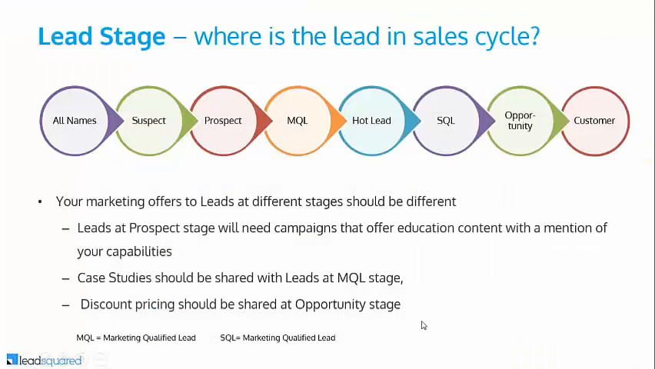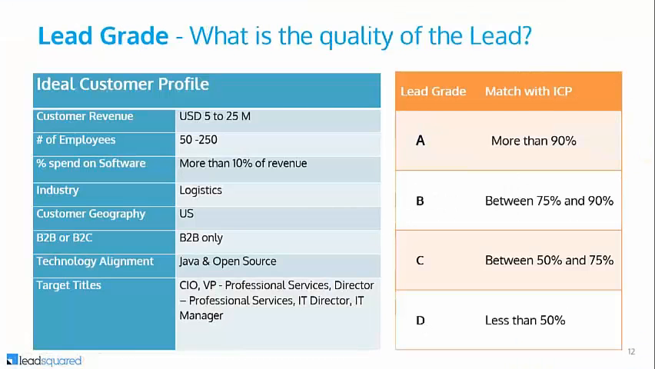Okay, let me again go to the presentation and take the fourth topic, which is lead grade. Lead grade tells you what the quality of the lead is, and the typical way of establishing lead grade is to define the ideal customer profile for your business. I've taken an example of a software business. They may define that their ideal customer would be between 5 million and 25 million in revenue, having 25 to 50 customers, and having more than 10% of revenue being spent on software. Industry, logistics, B2B. So one can define what kind of customer the business wants to add, and then one can figure out whether a lead is matching this profile and what the percentage of match is.